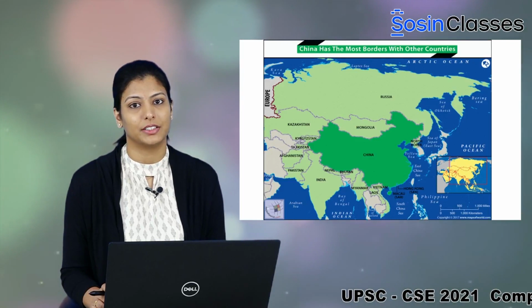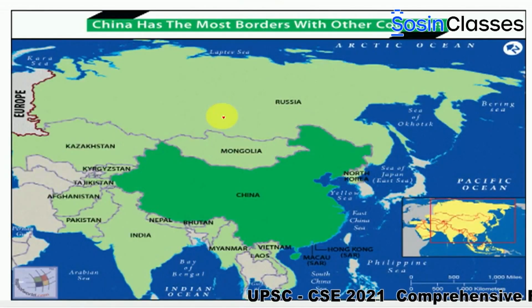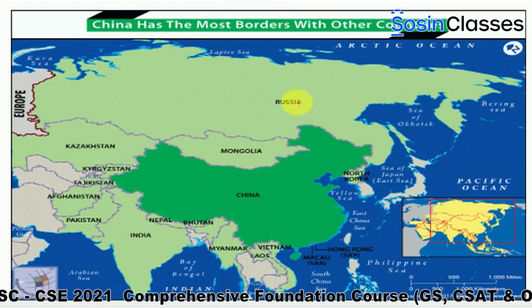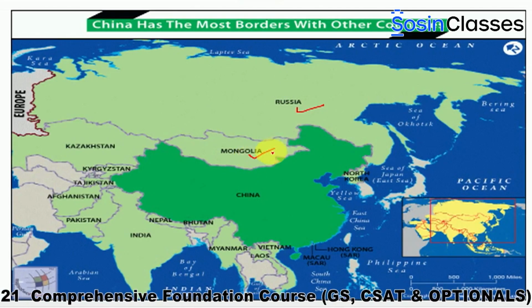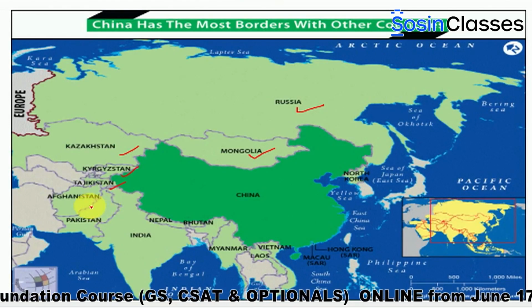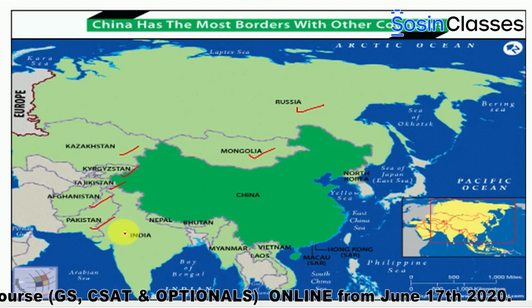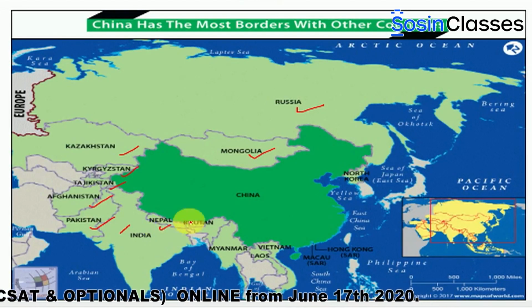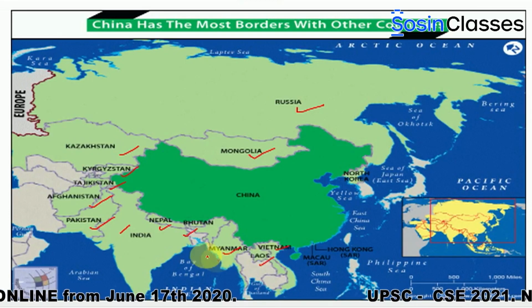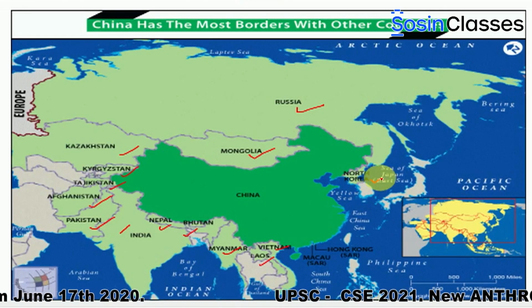Let us first look at the map of China. Being the third largest country in the world, China shares its border with 14 other countries, that are Russia and Mongolia to the north, Kazakhstan, Kyrgyzstan, Tajikistan, Afghanistan, Pakistan and India to the west, Nepal, Bhutan, Myanmar, Vietnam and Laos to the south, and North Korea to the east.